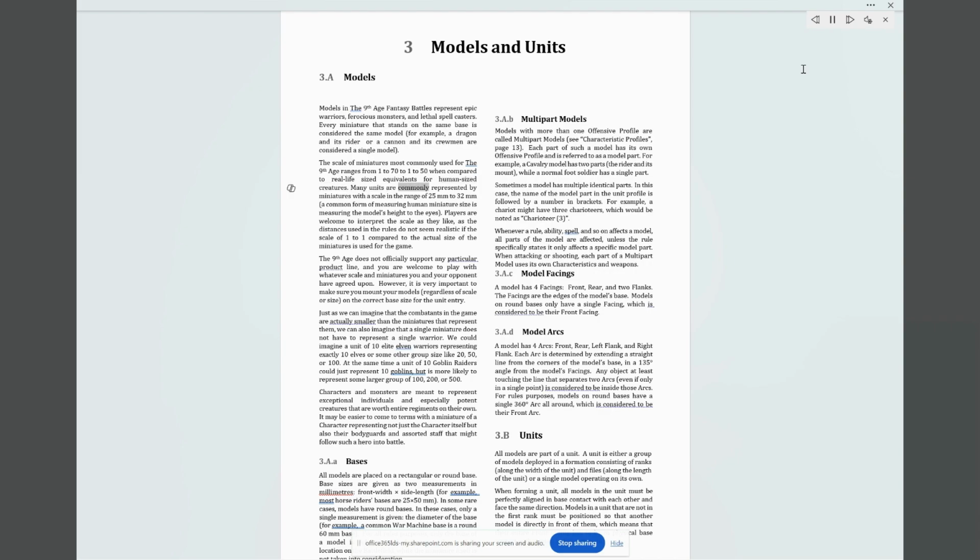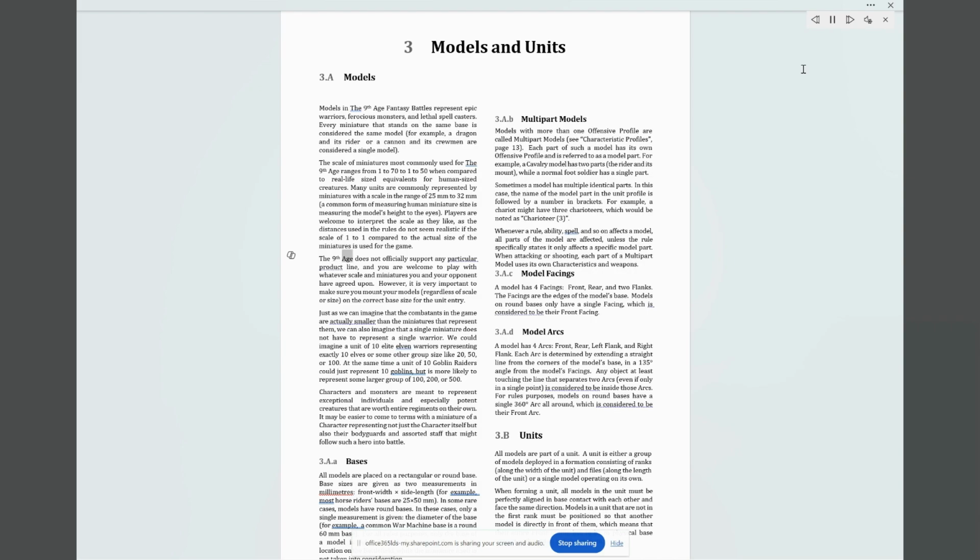Many units are commonly represented by miniatures with a scale in the range of 25 millimeters to 32 millimeters. A common form of measuring human miniature size is measuring the model's height to the eyes. Players are welcome to interpret the scale as they like, as the distances used in the rules do not seem realistic if the scale of 1-to-1 compared to the actual size of the miniatures is used for the game.